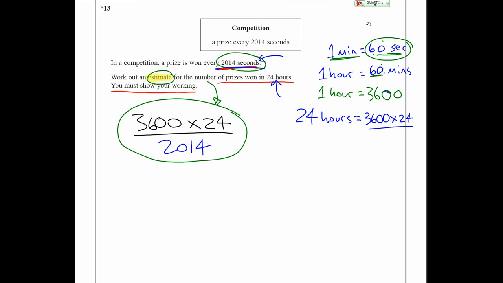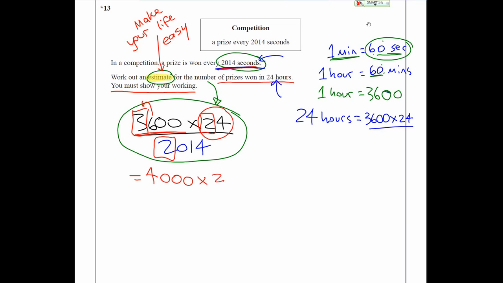Okay? Now, because it's an estimate, all estimate means is make your life easy. Okay? Make your life easy, which is a good life tip. Right, so how are we going to make our life easy? Well, things would be easier if we just round to one significant figure for each number. So that's what we're going to do. We're going to make it a nice, easy estimate. So, one significant figure, 3,600 is going to round up to 4,000 because the 6 rounds up. Okay, 24 is going to round to 20. 2014, 2,000.